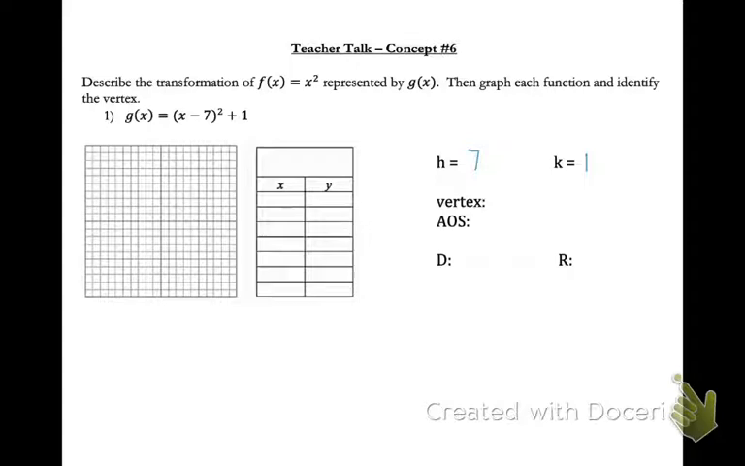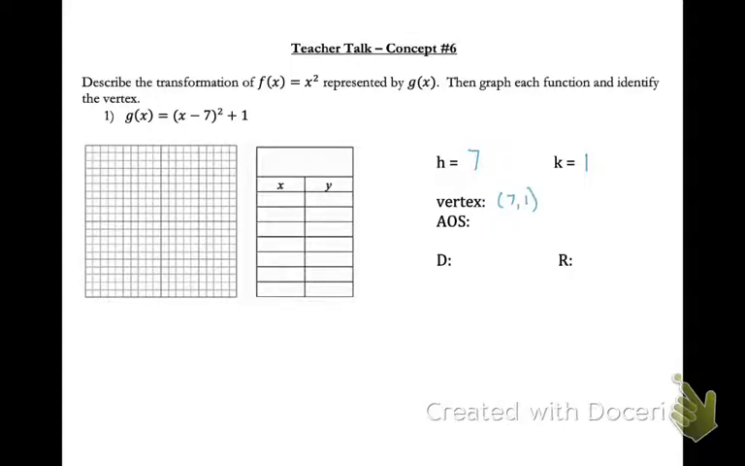So what we're going to do is describe the transformation of this quadratic function, thinking in terms of vertex form. We want to pick out the h and the k value. Remember, the h value is in terms of subtraction. So you think, what value is being subtracted from the x? Well, a positive 7. And then the k value is 1. So that means the vertex of this quadratic is the point (7, 1).